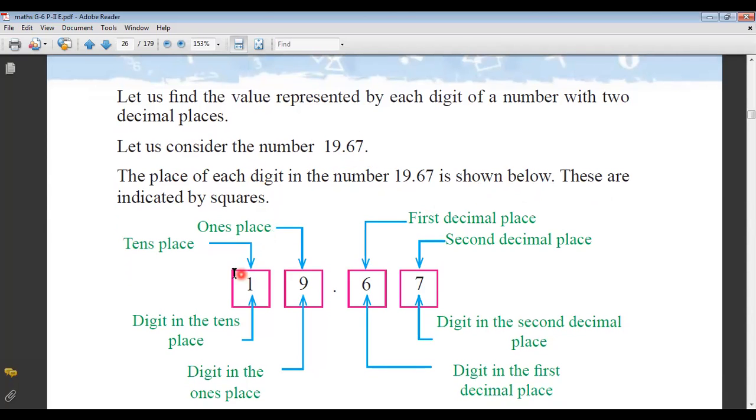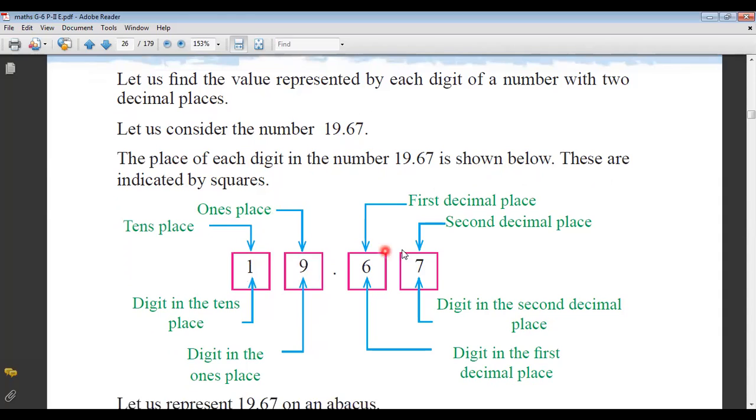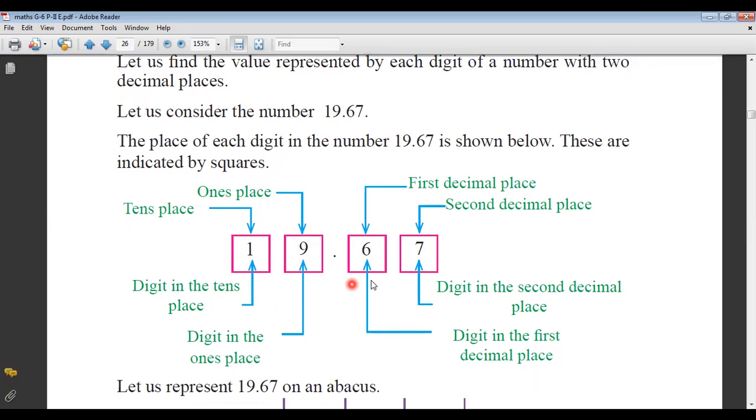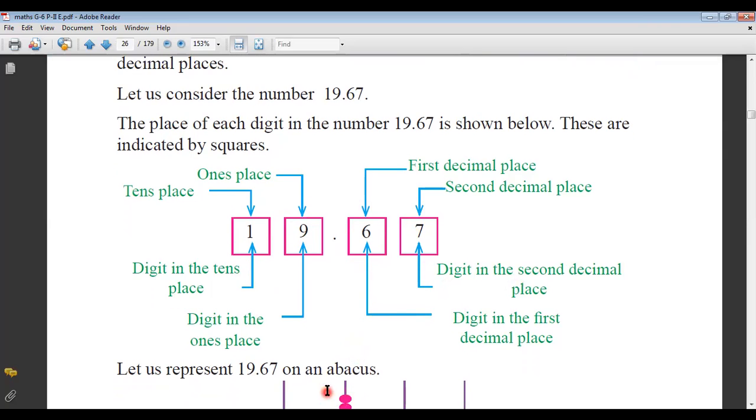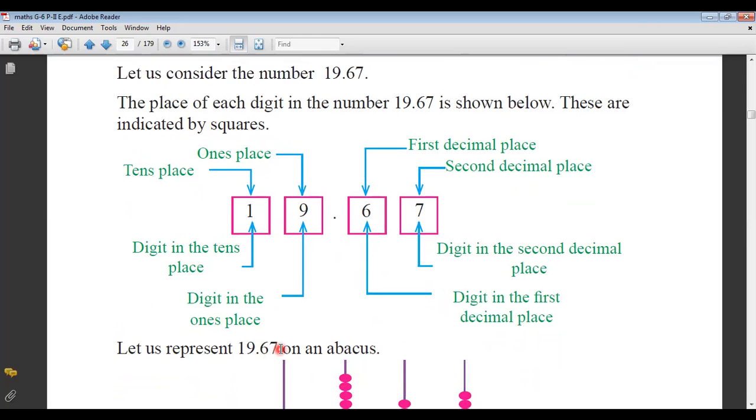Now here this is the tens place. We start from here. This is the unit place, the ones place. This is the tens place. Now, after the decimal point, this is the first decimal place. This is the second decimal place. Now, the digit in the tens place, the digit in the ones place, the digit in the first decimal place, the digit in the second decimal place. Let us represent this 19.67 on an abacus.